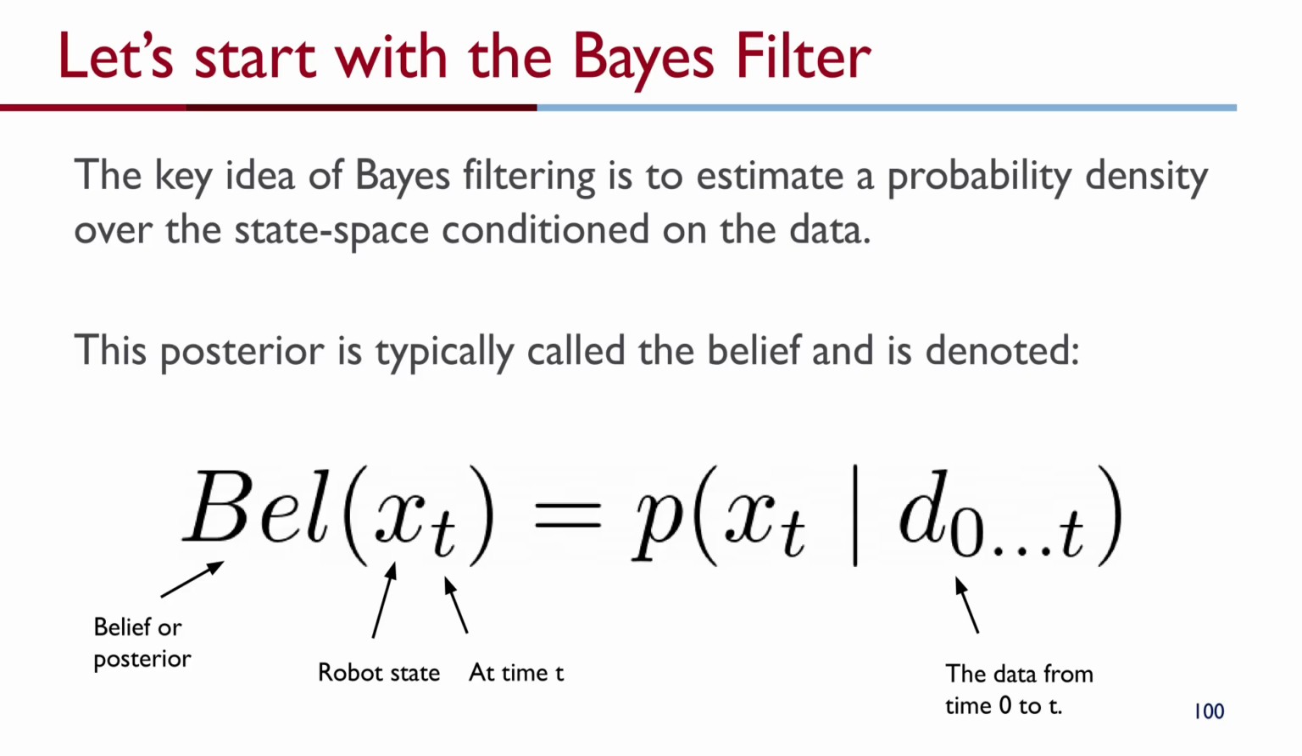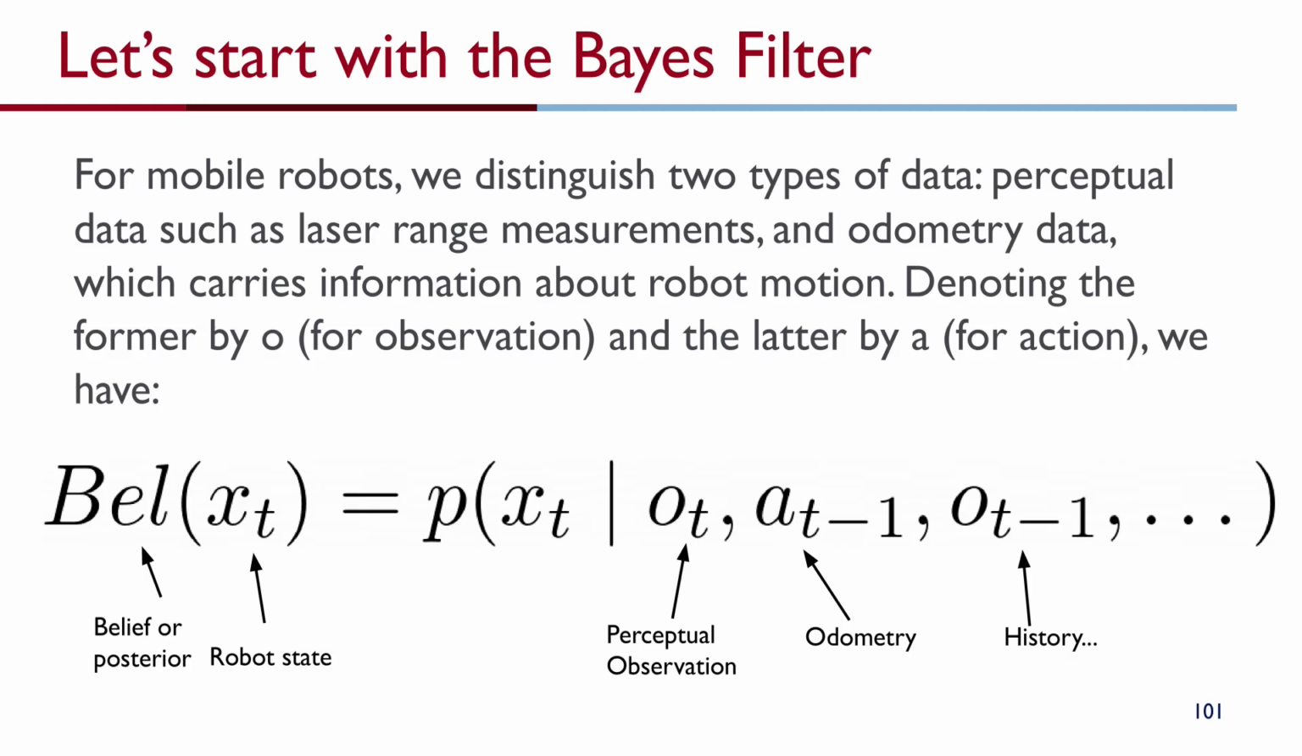Bayes filters rely on one key assumption: the environment follows the Markov property. That means the past and future are conditionally independent as long as we know the current state. So what we want is the belief about the robot's state. That is, the probability distribution over all possible poses, given every action the robot has taken and every observation it has made. We denote observations as O and actions as A.